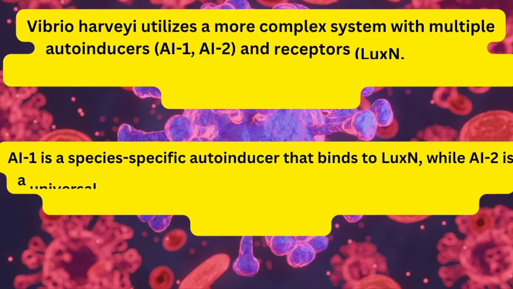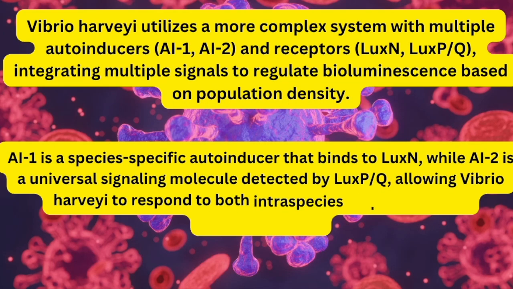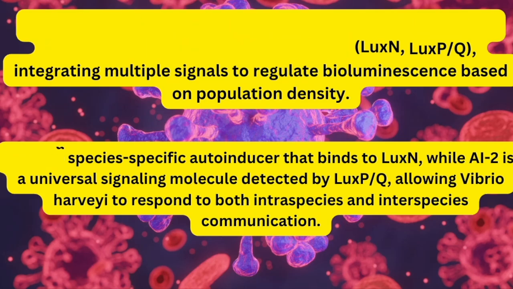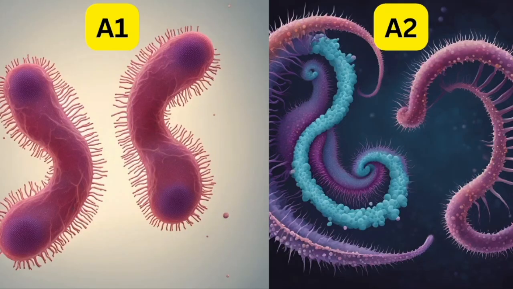Vibrio harveyi utilizes a more complex system with multiple autoinducers, autoinducer 1 and 2, integrating multiple signals to regulate bioluminescence. Autoinducer 1 is species-specific, while autoinducer 2 is universal signaling, allowing harveyi to interact with different species. On the left, we have autoinducer 1, which involves two bacteria of the same species, and on the right, autoinducer 2, which involves two different species of bacteria.